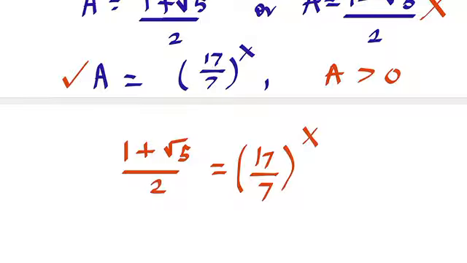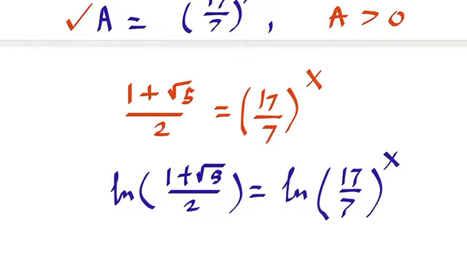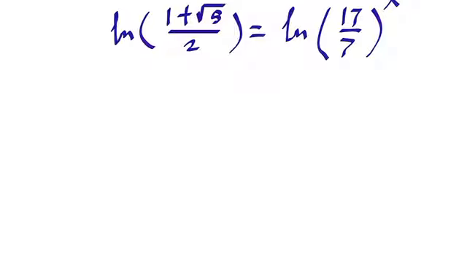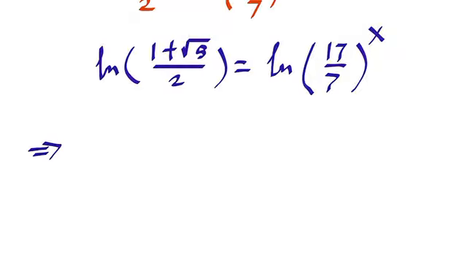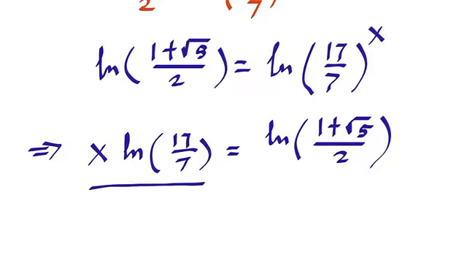So what are we going to do next? We're going to introduce a logarithm to both sides of the equation. So we're going to have ln of 1 plus root 5 divided by 2 equals ln of 17 over 7 to the power of x. We can rewrite it as x ln 17 over 7 equals ln of 1 plus root 5 divided by 2. Now the next thing we're going to do is to divide through by ln of 17 over 7.